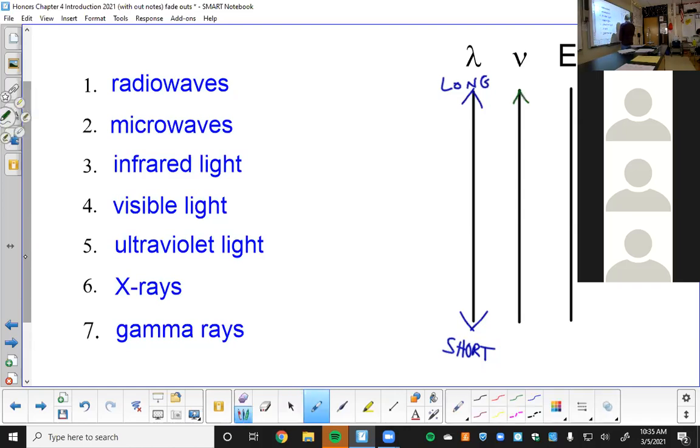Now, if you think about it a little bit, in terms of short wavelengths versus long wavelengths, if the waves are moving at the same speed, which they are, all electromagnetic radiation travels at the same speed, but some have short wavelengths and some have long wavelengths, which one will have the greater frequency, the more wave cycles per second? The shorter wavelength. So this is going to be, we'll call it high frequency, and this will be low frequency.